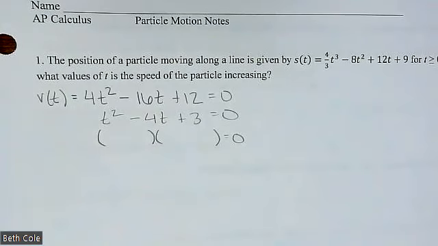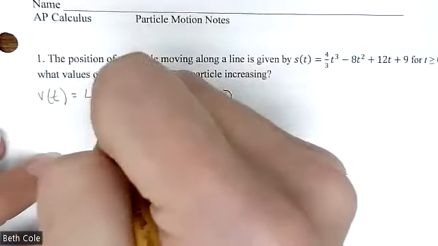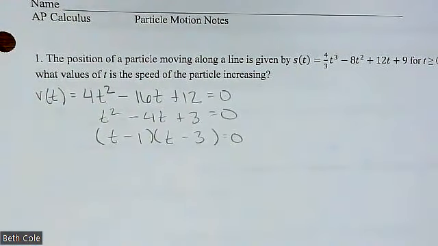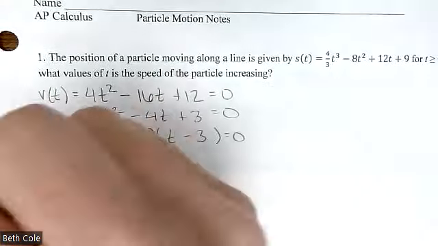So that would be t minus 1, t minus 3. So hold on to that for a minute, because we're going to need to figure out where it's positive and negative. So I went ahead and did that. So you'd get time 1 and time 3 is where the changes are going to happen.